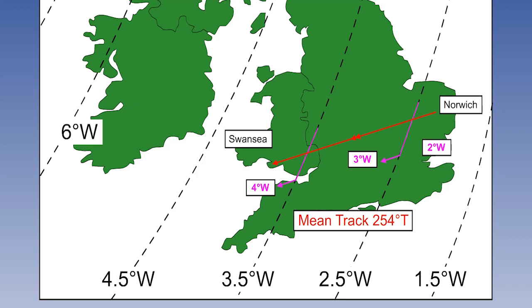Similarly, as we cross the 3.5 degree isogonal, the variation becomes 4 west. Another alteration of magnetic track, this time to 258, is required to maintain a track of 254.